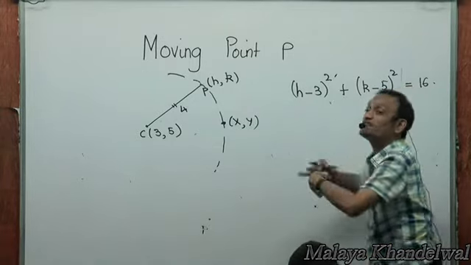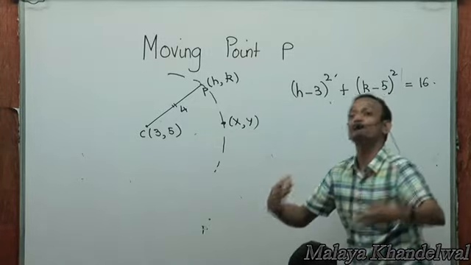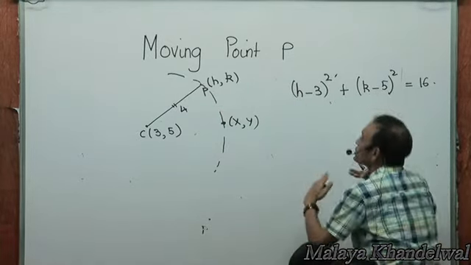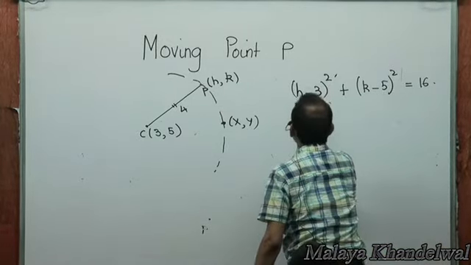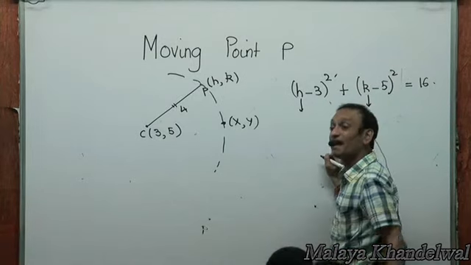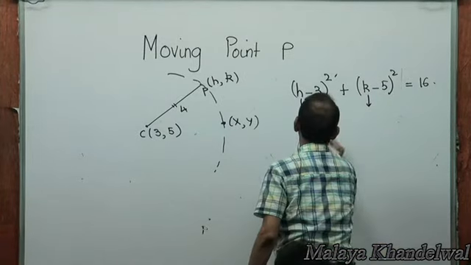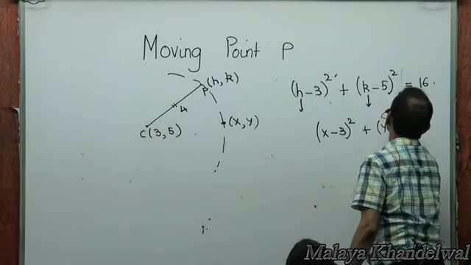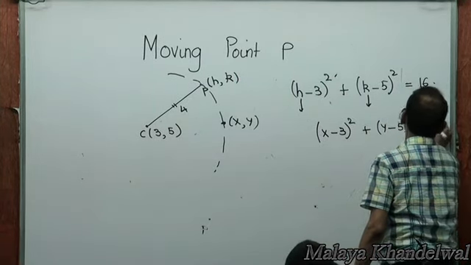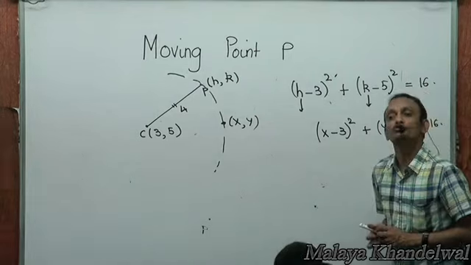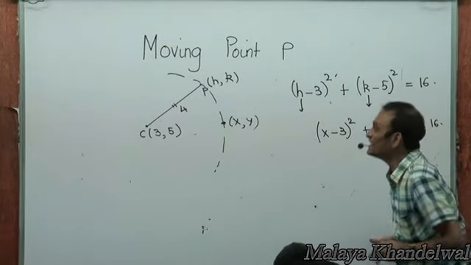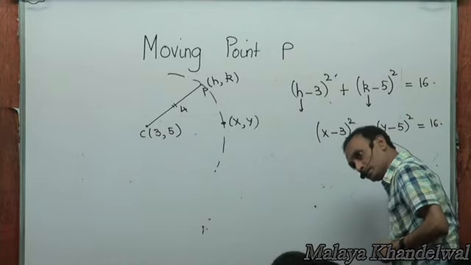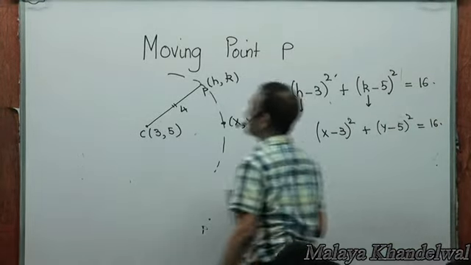This is true for one specific point, but it's going to be true for all x, y lying on the trajectory. That means the equation of the locus of P is obtained by generalizing this. Replace h by x and k by y. So x minus 3 whole square plus y minus 5 whole square equal to 16 would be the equation of the locus of P, which is actually a circle centered at 3, 5 and of radius 4 units. Clear?